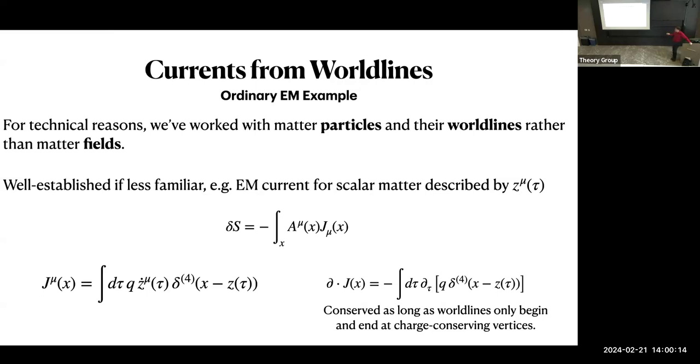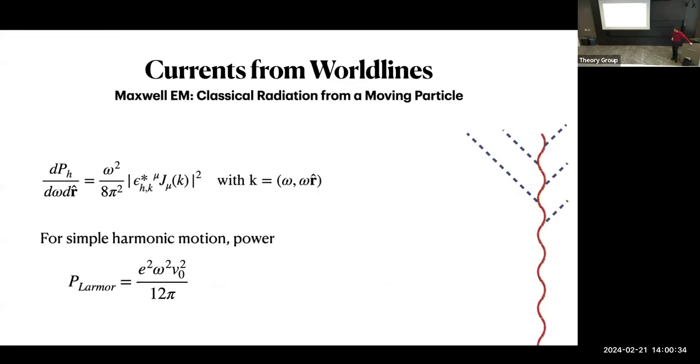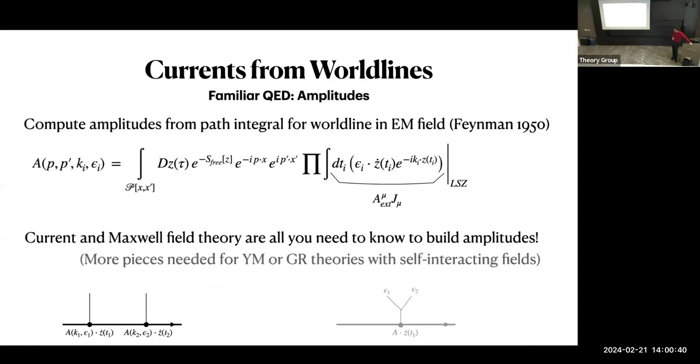I mean, you can formulate EM and QED this way if you want. So in that case, the vector current just becomes the integral over the world line parameter tau of z dot of mu. That current is conserved so long as the world lines only begin and end at charge-conserving vertices. So you do have to put that in by hand. But once you've got that, you can go off and calculate whatever you want in the classical theory. It's fine. Moreover, the path integral lets you formulate QED this way.